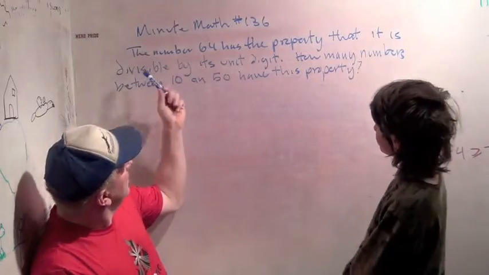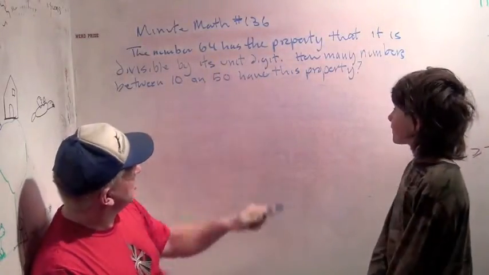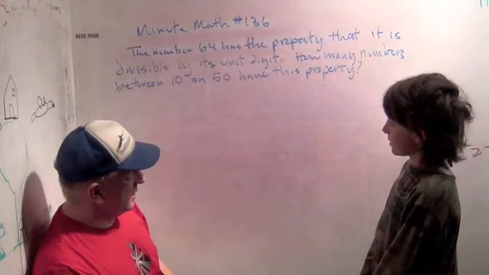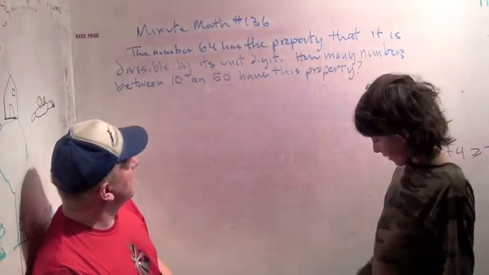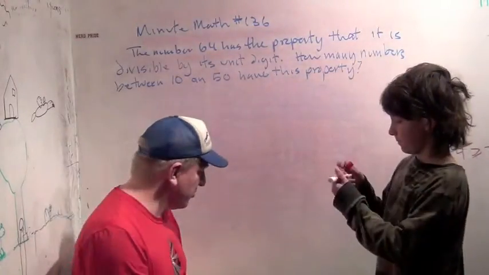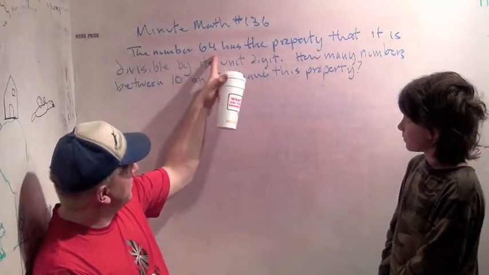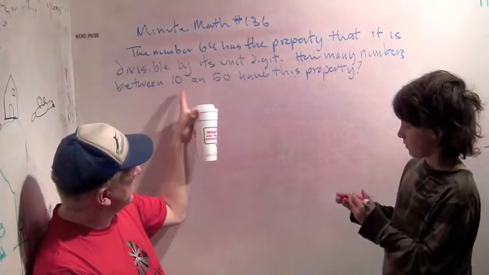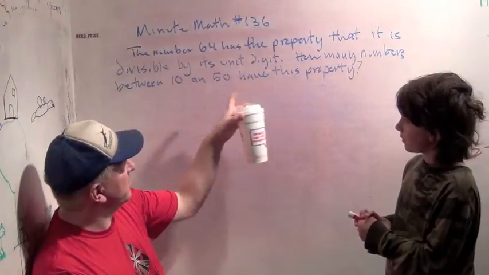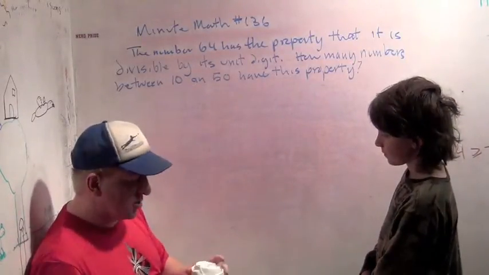The number 64 has the property that it is divisible by its units digit. What does that mean? It means 64 is divisible by 4. How many numbers between 10 and 50 have this property? They gave you an example, 64 is divisible by 4, and they asked how many whole numbers, how many integers, have this property. How would you approach a problem like this?